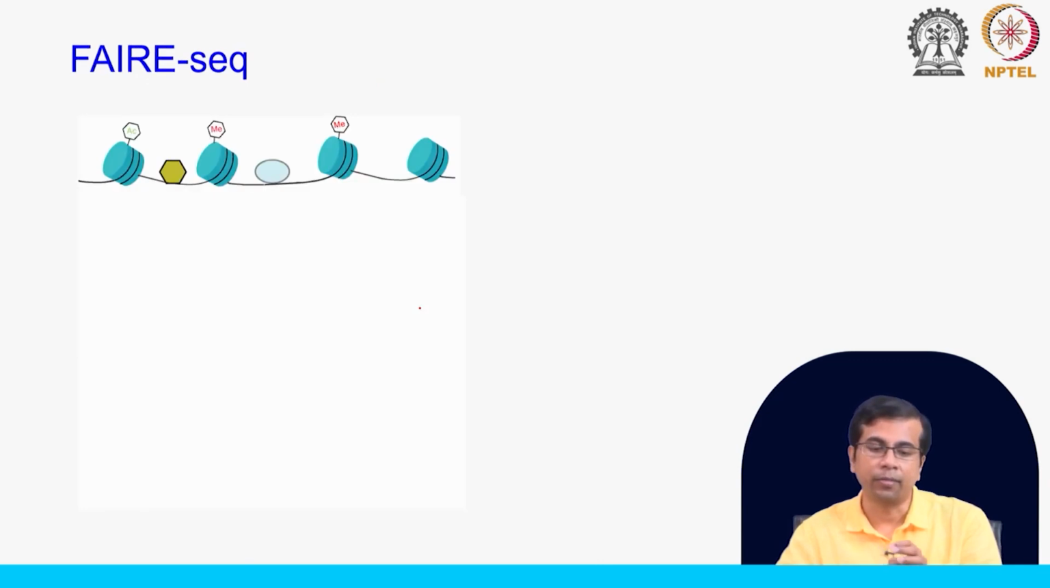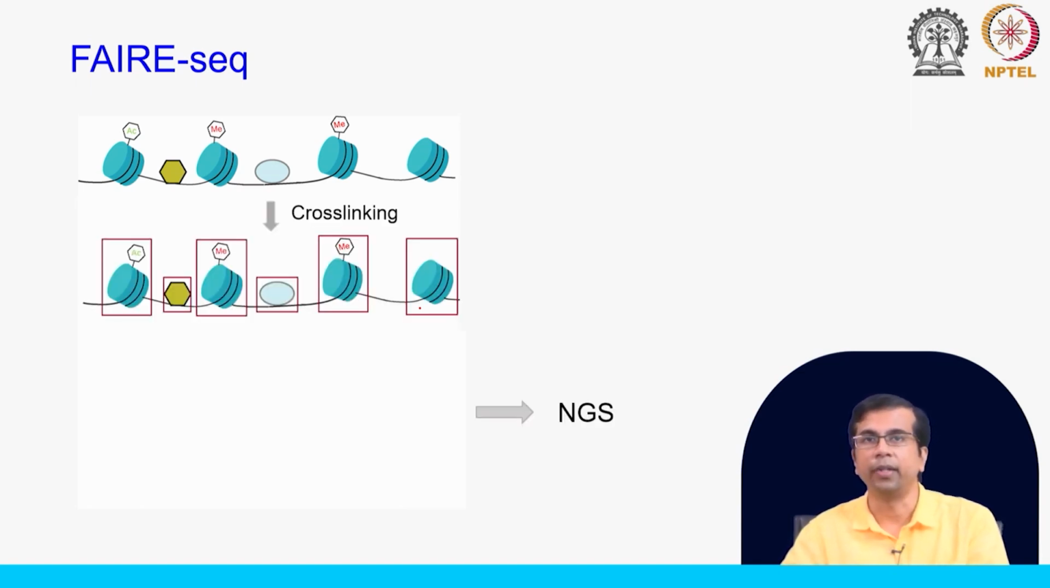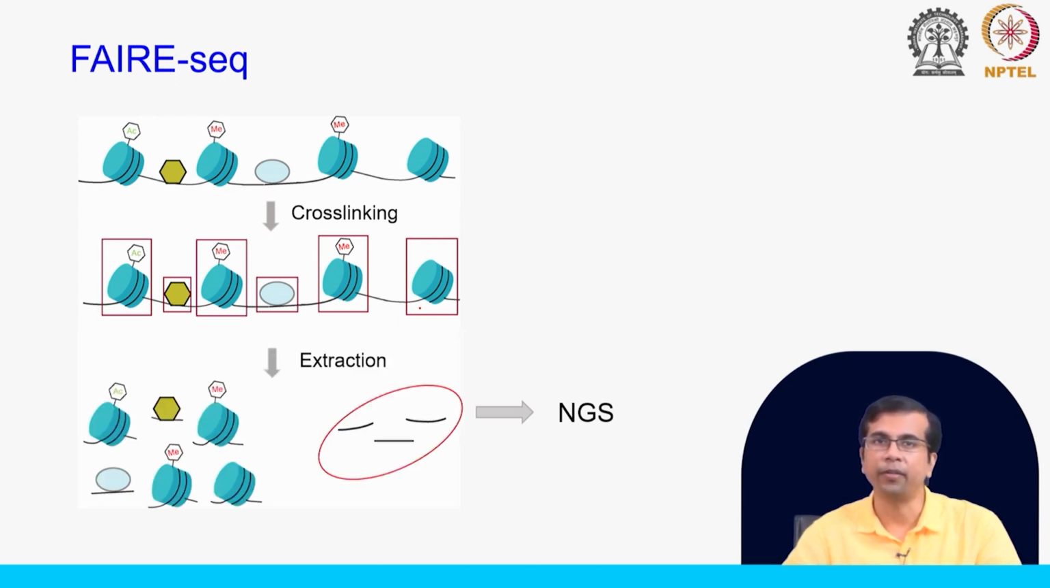Coming to the similar diagram or animation, again we have the DNA with nucleosome binding and transcription factor. So, we will illustrate. The first step is cross linking. Again, this is preserving the DNA-protein interaction, because we are not doing any digestion here. So, we have this cross linking here, which will preserve the DNA-protein interactions, and then we extract.